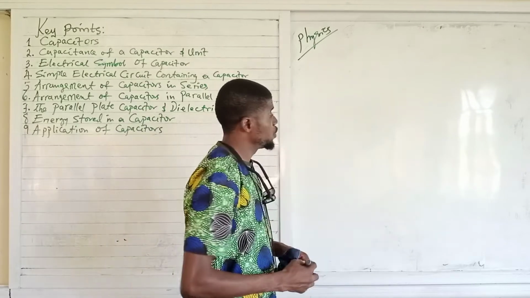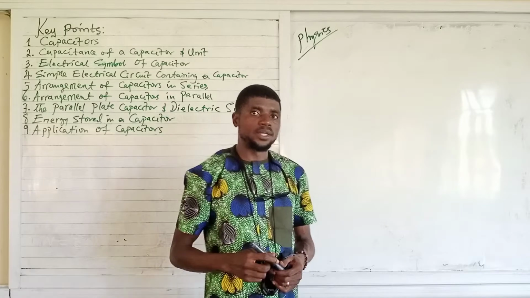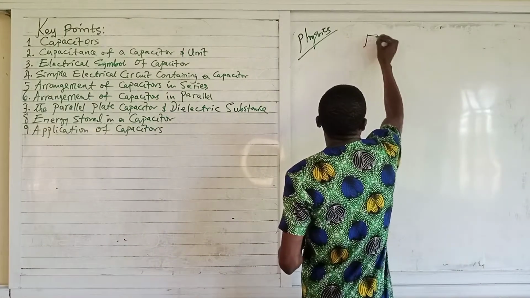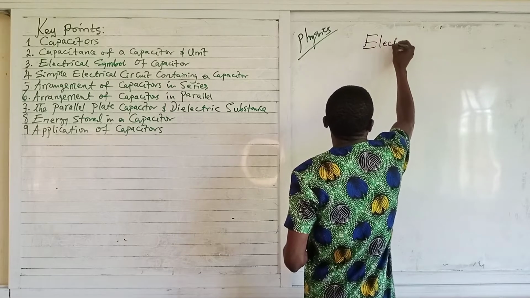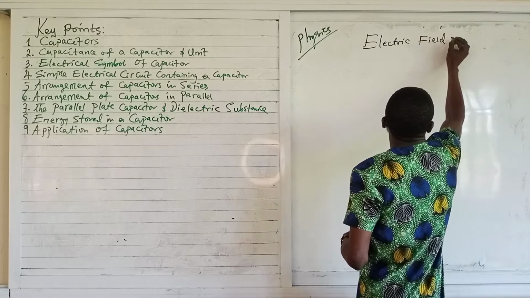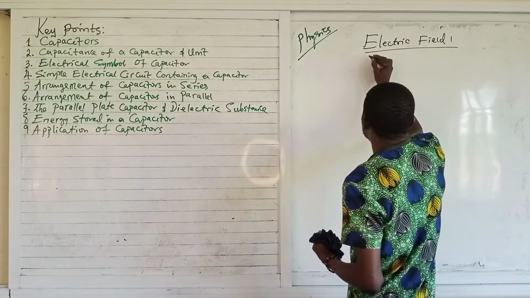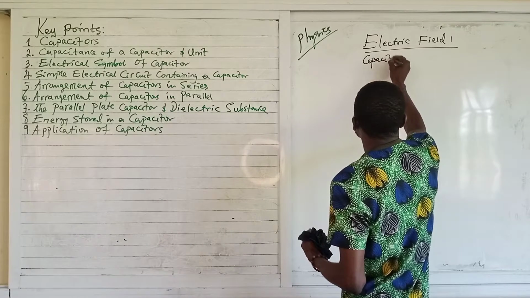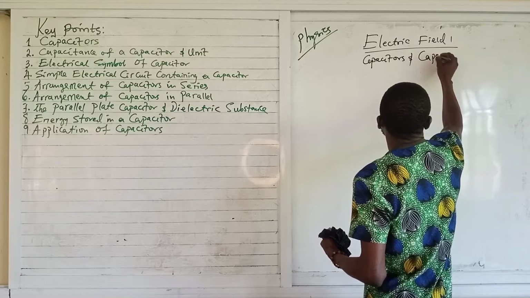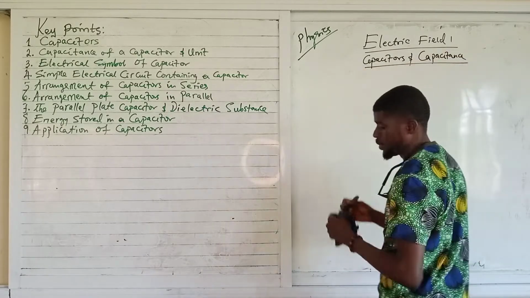In today's video, we want to continue with the topic electric field 1, static electricity. In this electric field 1, we want to look at capacitors and capacitance. This is a major topic.